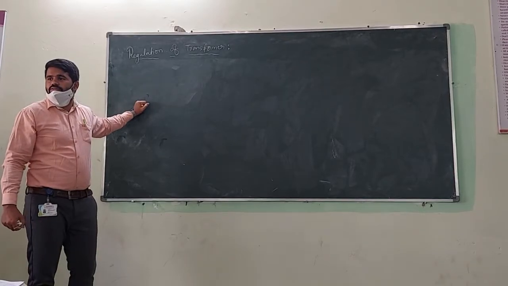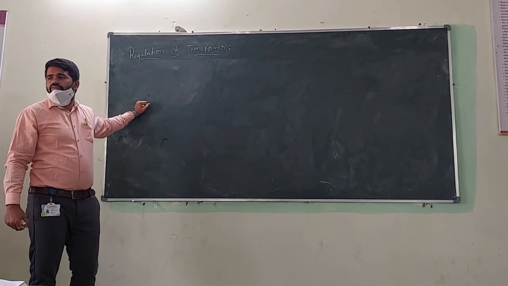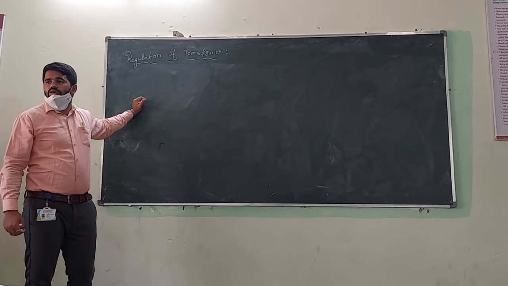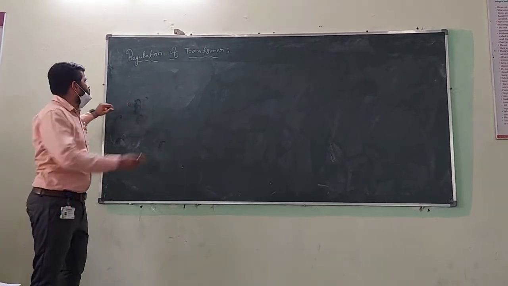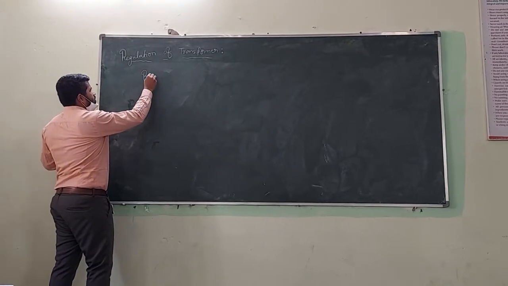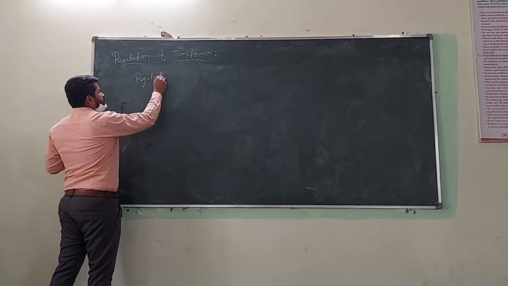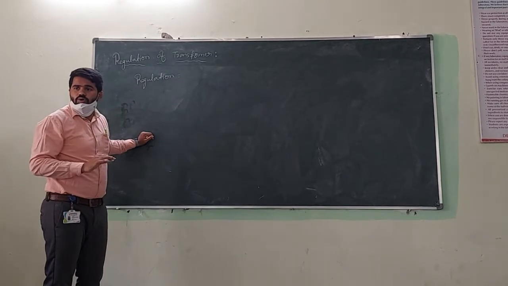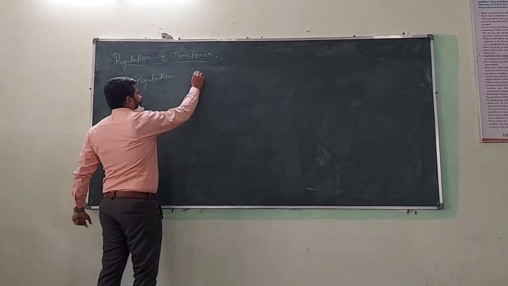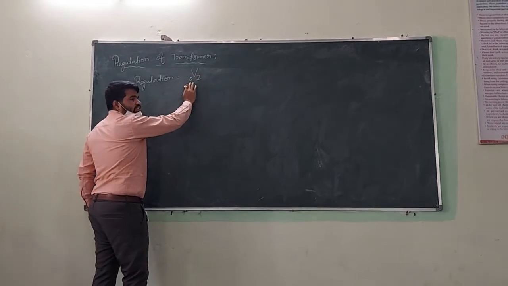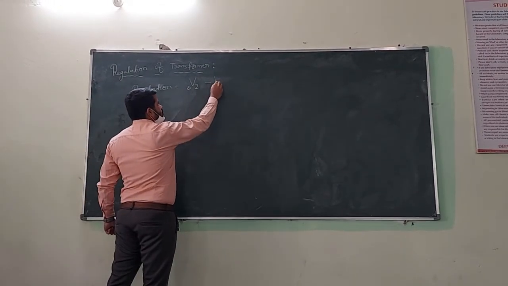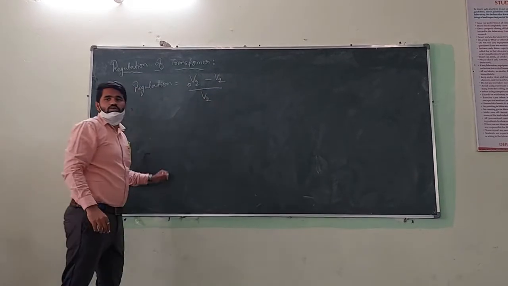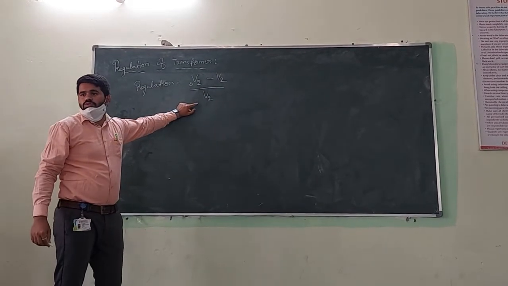Regulation of a transformer. Basically, we can define regulation as the change in voltage with respect to the no load voltage. For example, regulation is equal to the change in voltage from no load to full load, indicated with V0, no load to full load. With respect to, we can take no load or full load. Here I am taking full load.